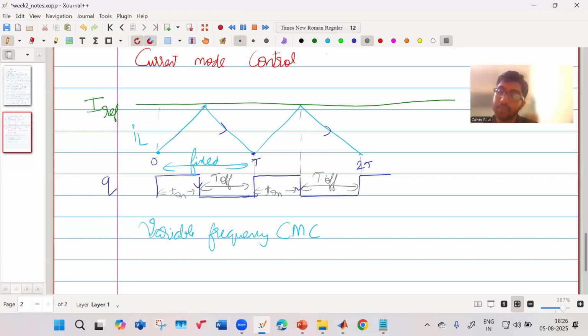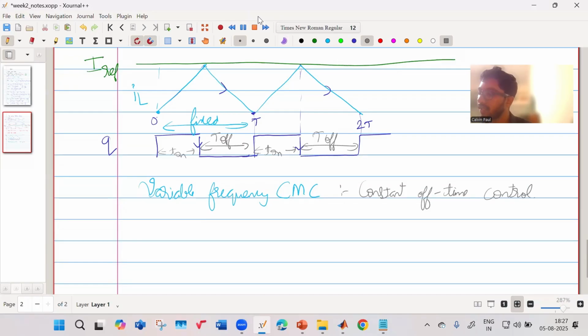That is another type of current mode control, where we keep our T off fixed, and the T on gets adjusted based on comparison with the ramp, with the reference value. Okay, that is known as a constant off time control. Constant off time control. Okay.